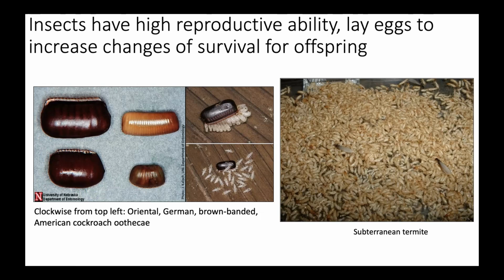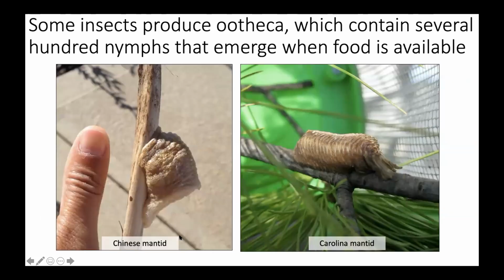Other insects lay egg cases or egg capsules. Cockroaches have ootheca, out of which emerge a number of nymphs. With the German cockroach, there can be up to 40 nymphs in one of those egg capsules. Garden insects that produce ootheca are also praying mantids, and we see these a lot from the Chinese mantid.